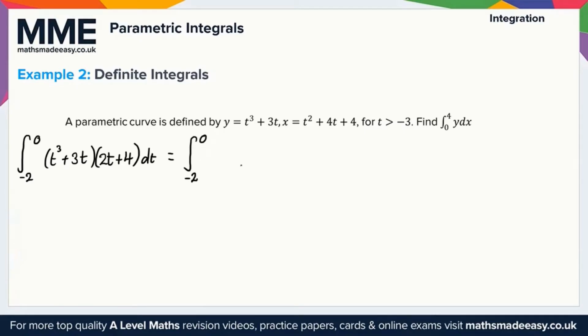That won't change. I get 2t to the 4 plus 4t cubed plus 6t squared plus 12t. Okay, and that's when we've collected like terms there.